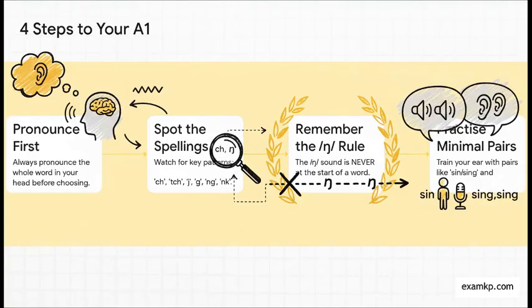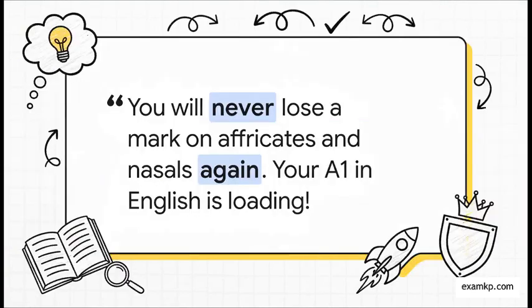Third, never ever forget the golden rule. NG cannot start a word. And finally, practice. Say words like sin and sing out loud. Train your ears. That's your formula for an A1. And I mean this. If you can confidently answer the types of questions we just went through, you will not lose a single mark on Affricates and Nasals again. Go into that exam hall knowing you've got this section covered. Your A1 in English, it's loading right now.